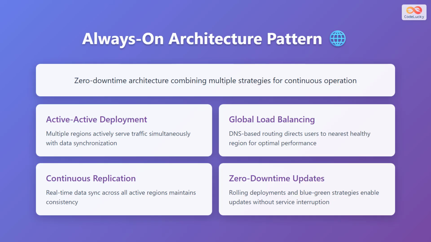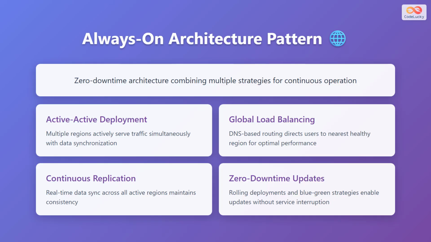Global load balancing uses DNS-based routing to direct users to the nearest healthy region for optimal performance. If one region fails, traffic automatically redirects to other regions without user impact. Continuous replication maintains real-time data synchronization across all active regions to ensure consistency.